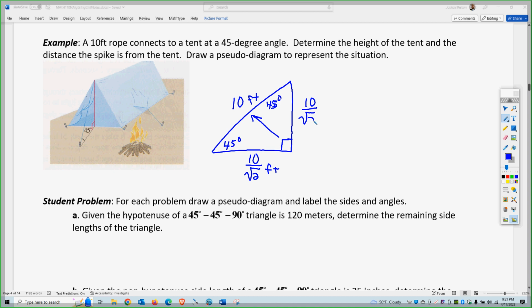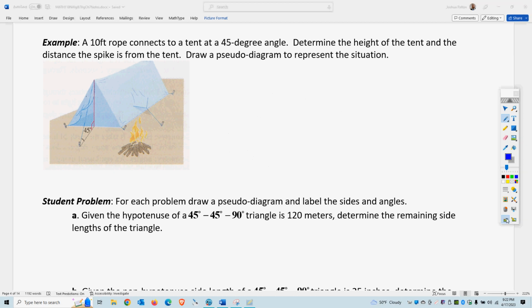Okay, so a lot of students get the root 2s and the root 3 mixed up. Remember it this way. A 30, 60, 90 triangle has 3 different angles. That's the one with root 3. A 45, 45, 90 has 2 of the same angle. That's where you use a root 2. Okay, all right, pause the video. Try the student problems for yourself.